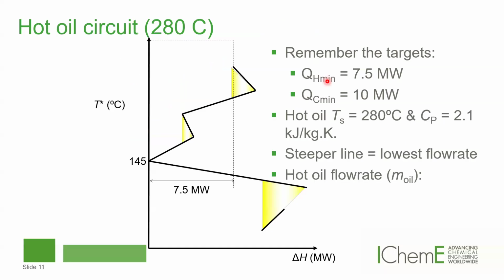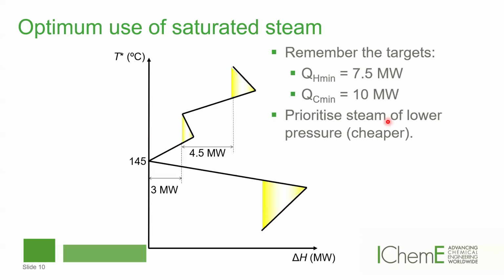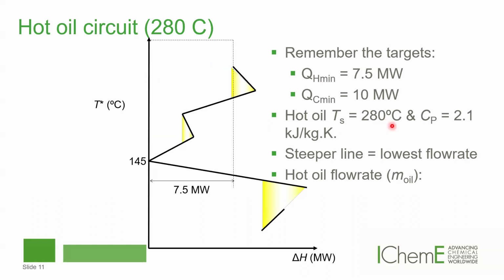Okay, next we try the other option, which is the hot oil circuit. This is done by supplying hot oil at two temperatures. One is 280 degrees Celsius and the other one is, let me go back to that, 250 degrees Celsius. Now, we're reminded that our hot utility is bound to 7.5 megawatts, and that is the opening right here.